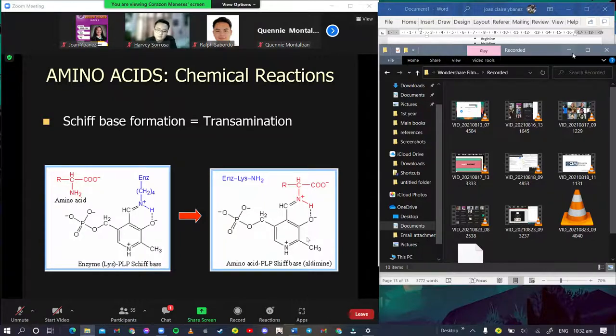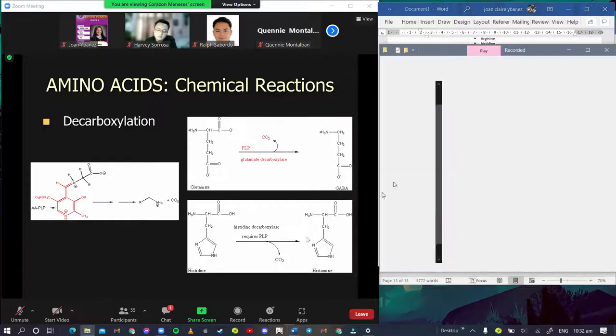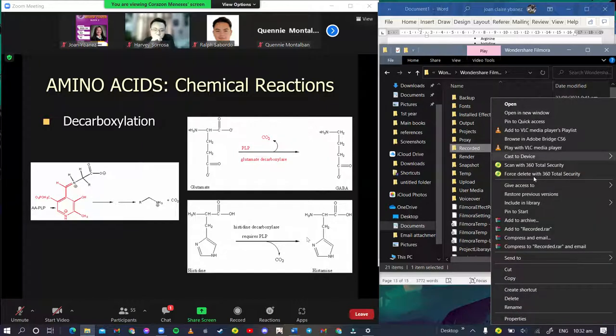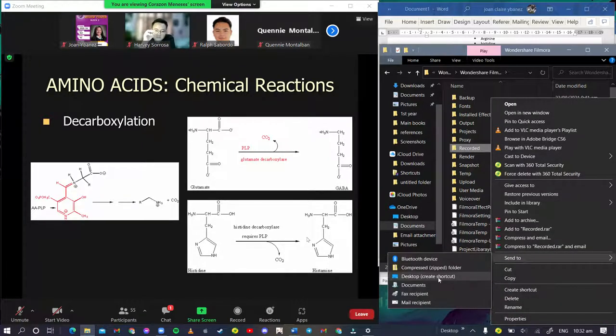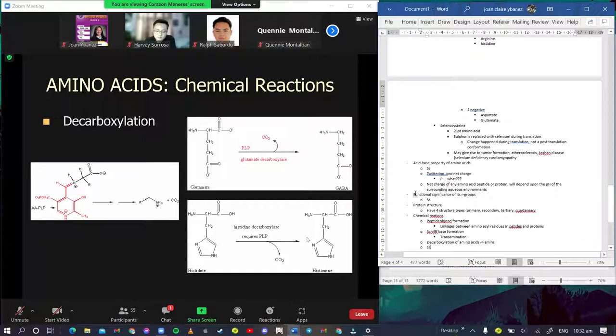Never mind the reaction. Then decarboxylation, I have given you two examples, and take note again of the role of pyridoxal phosphate. So that is the shortcut, PLP, pyridoxal phosphate. In examination, I will use it like this. I'm not going to write the whole word. So PLP is pyridoxal phosphate. It is needed in the decarboxylation of glutamate, and the enzyme is glutamate decarboxylase. Okay, and the product is gamma aminobutyric acid, GABA, which is a neurotransmitter.